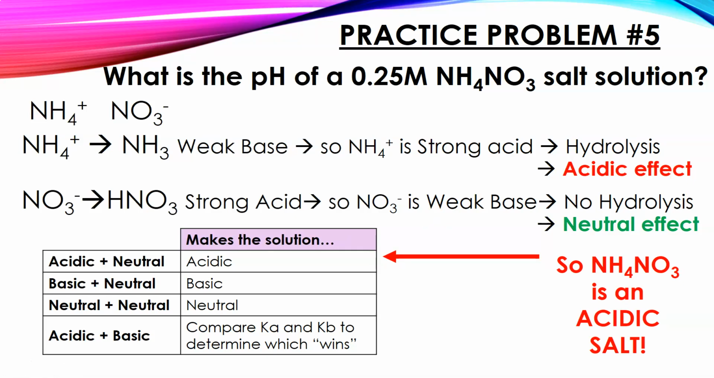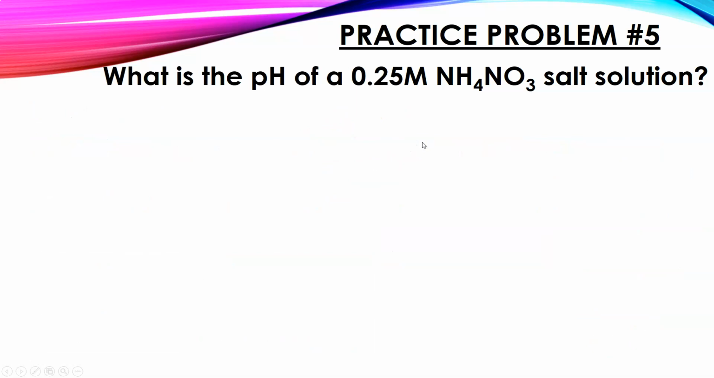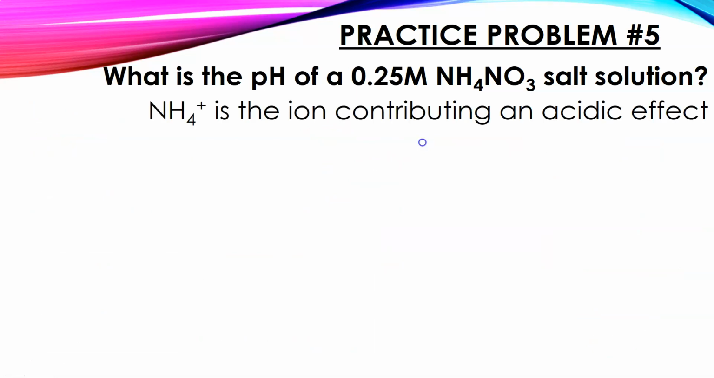So what I'm going to do now is try to figure out how acidic this solution will be. What will my pH be when I'm done? I'm going to need K values to do this, right? I'm going to need a hydrolysis reaction to do this. So let's take this acidic ion, and react it with water. My ammonium ion is going to hydrolyze.